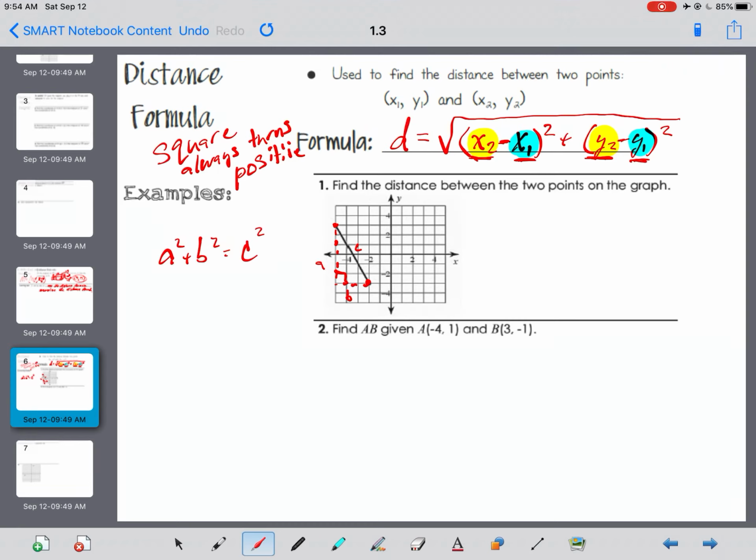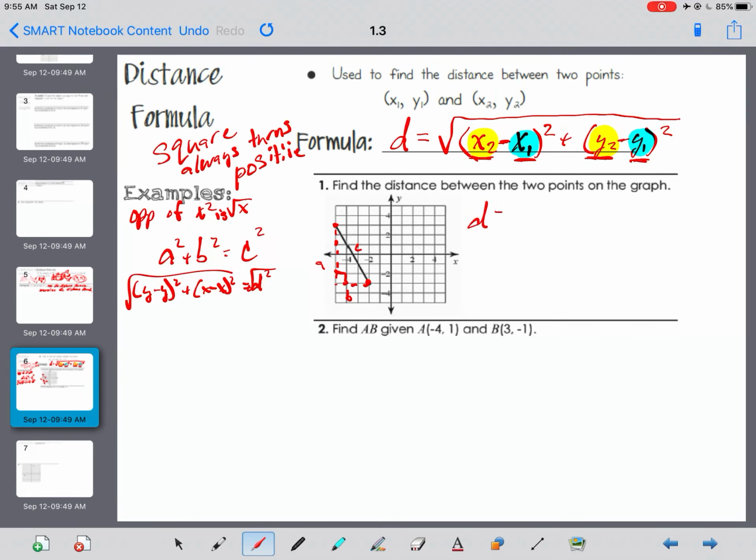Okay, I labeled them kind of backwards, but this is your y minus y squared plus x minus x squared equals d squared. And to undo a square, the opposite of square is square root. The opposite of x squared is square root x. So if we square root both sides, then we get the distance formula.